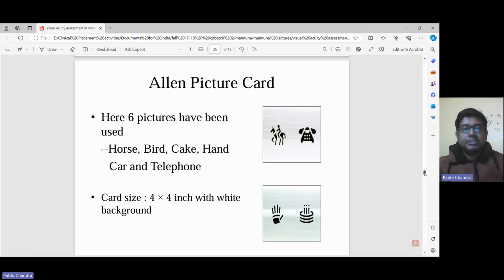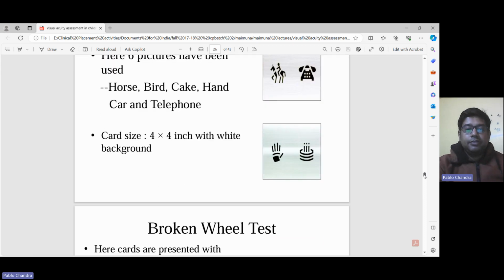Next, which was the first, is the Allen's broken picture card. Here six pictures are there: horse, bird, cake, hand, car, telephone. You have to check it with a card size of 4 by 4 inch with white background, and check whether this card size is available or not. If the patient can identify it, then you have to mark it, and the visual acuity is fine.